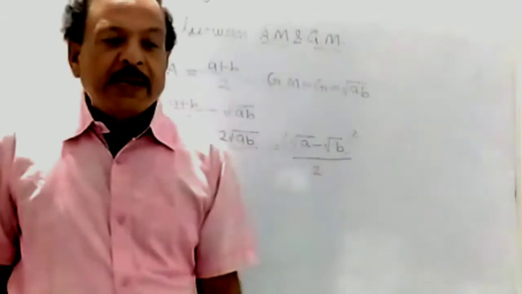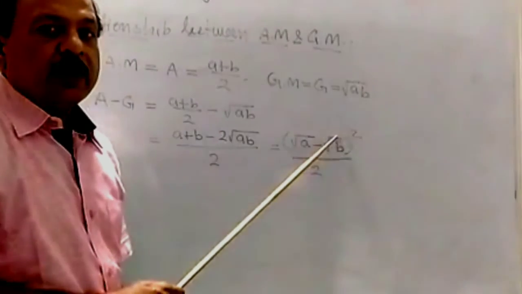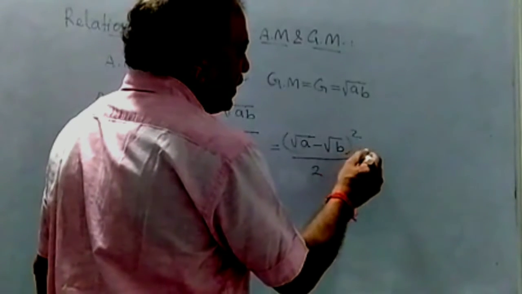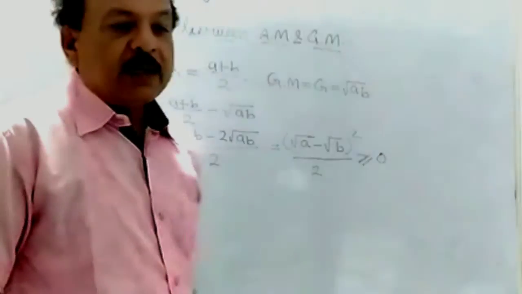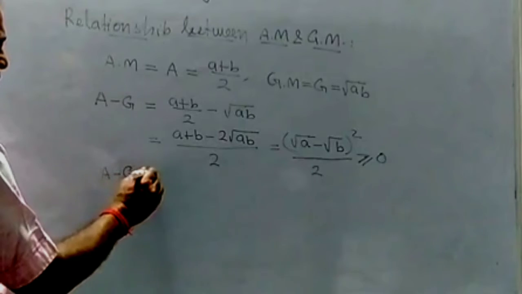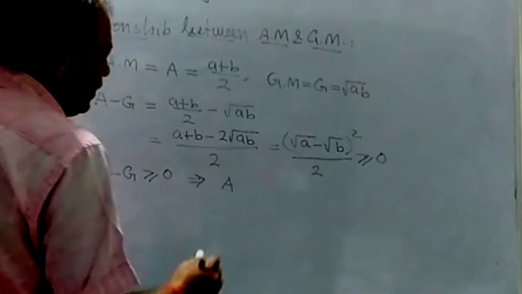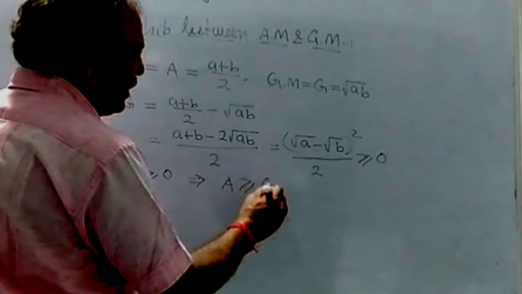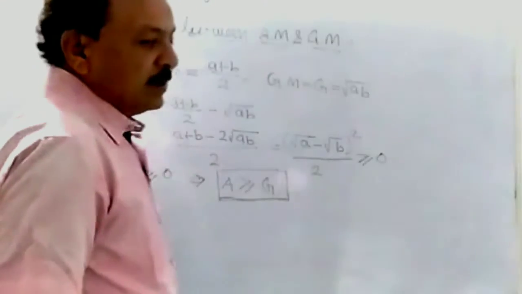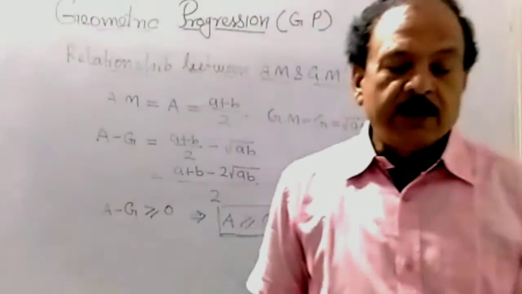And now here you see, this is a square. The square of a number is always positive, so this will be greater than or equal to 0. So A minus G is always greater than or equal to 0. This implies that the arithmetic mean is always greater than or equal to the geometric mean. Now remember this: the arithmetic mean is always greater than or equal to the geometric mean.